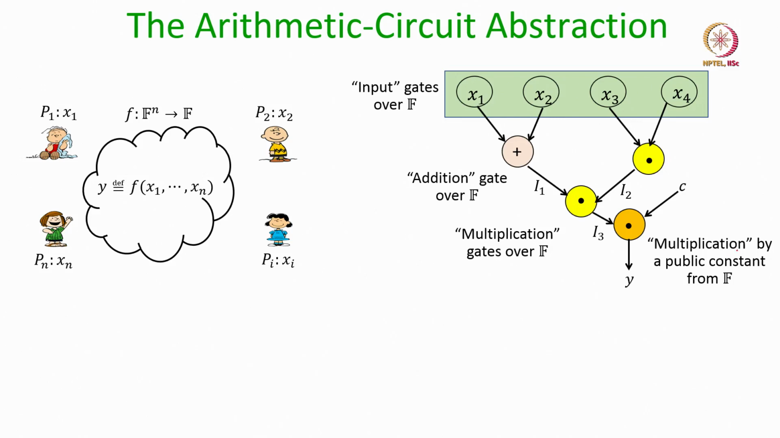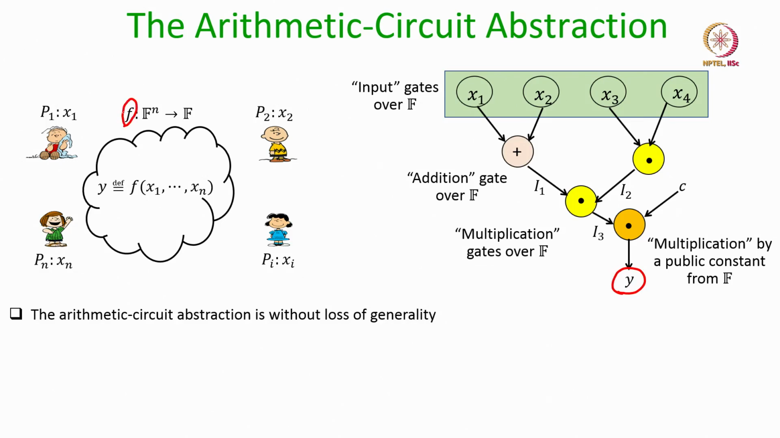It can also have some gates where a multiplication is performed by some publicly known constant from the field, and then we have the output value. Okay. So, depending upon what exactly is the function small f which the parties want to securely compute, we have a corresponding arithmetic circuit representation for the function small f, and that arithmetic circuit will be publicly known because the description of the function f is publicly known.